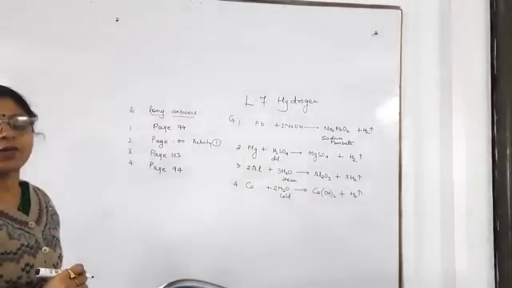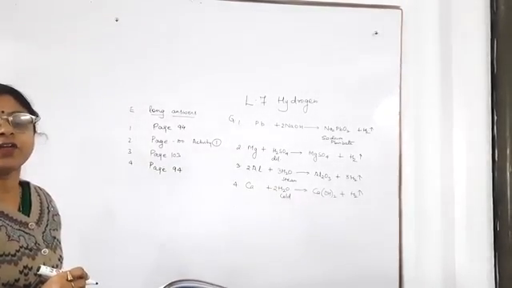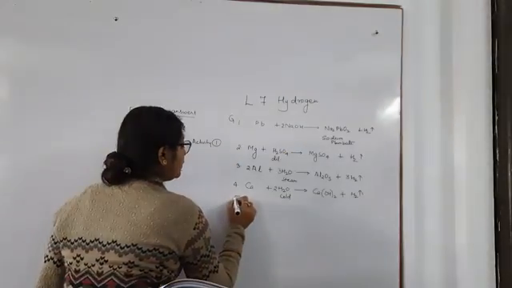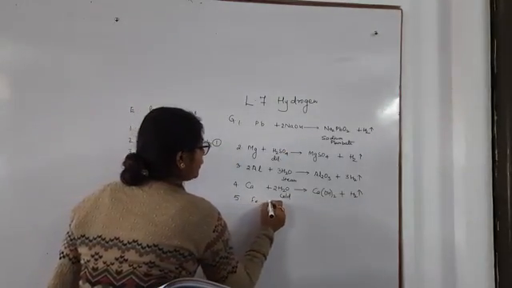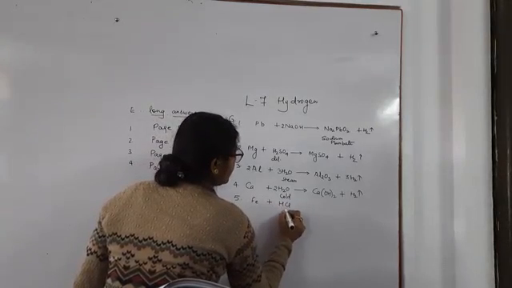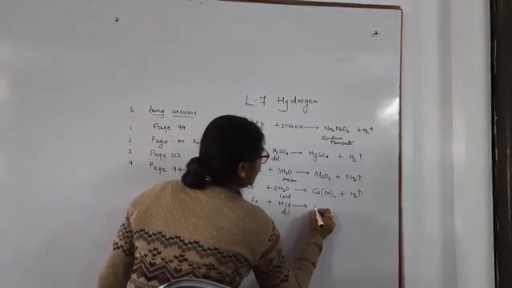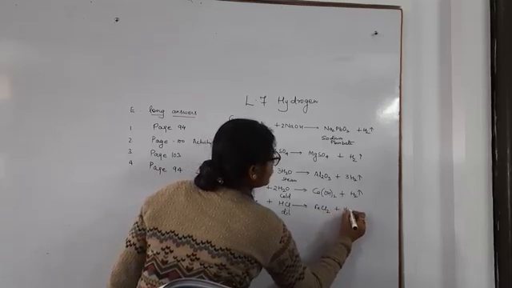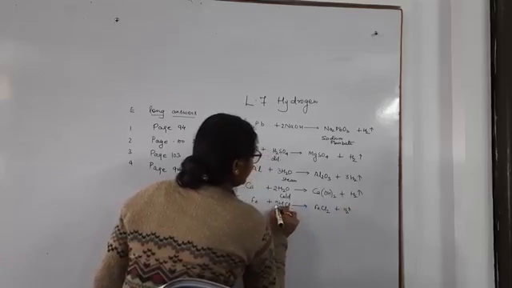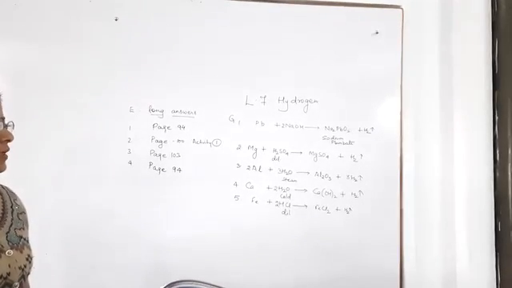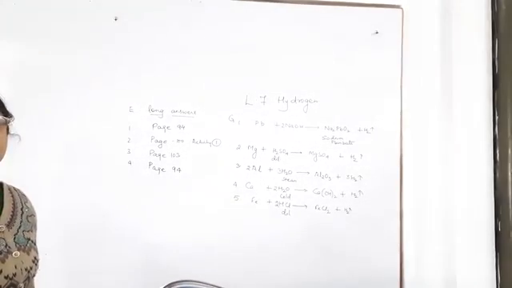Now next is given: iron reacts with dilute hydrochloric acid. Iron Fe reacts with dilute hydrochloric acid HCl. It will form FeCl2 plus hydrogen. So here to balance we write down 2HCl. So Fe plus 2HCl changes into FeCl2 plus H2.